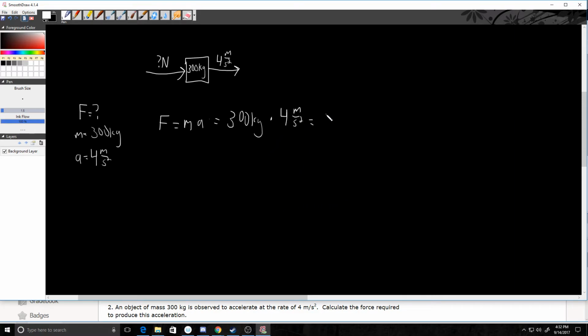4 times 3 is 12. Tag on 2 zeros at the end. The unit for force is newtons or kilograms meters per second squared. Either way is fine. So that's number 2.